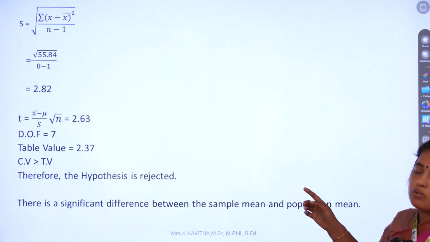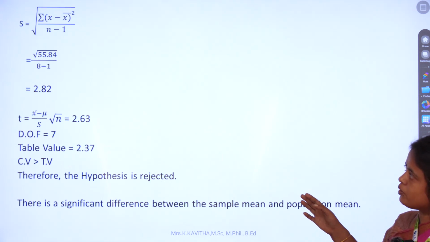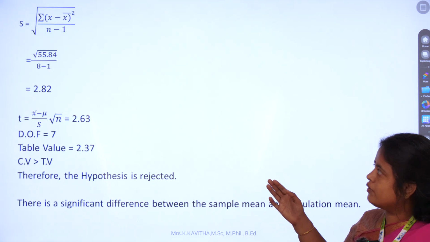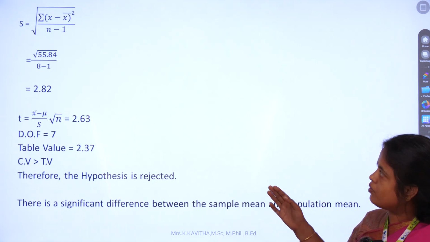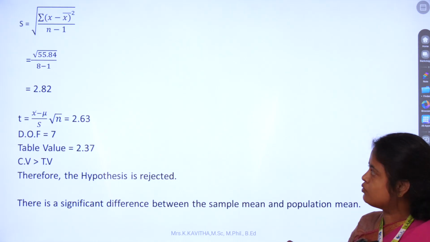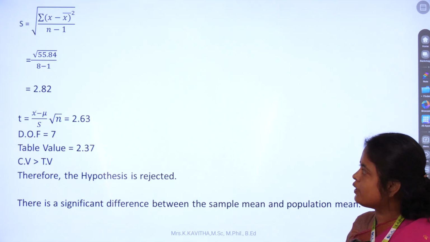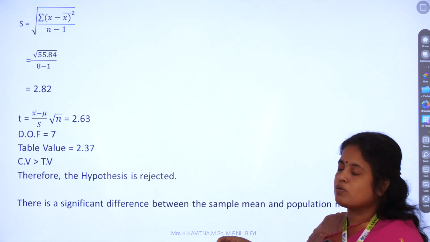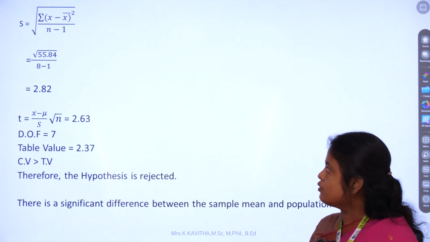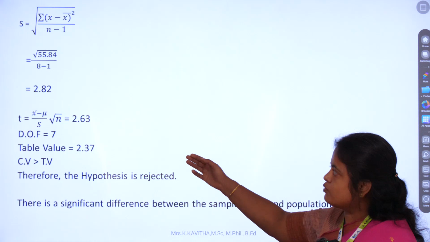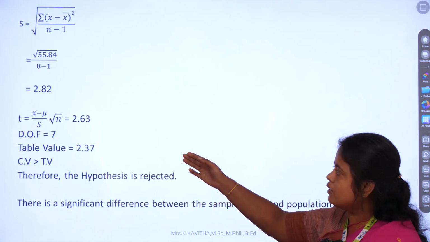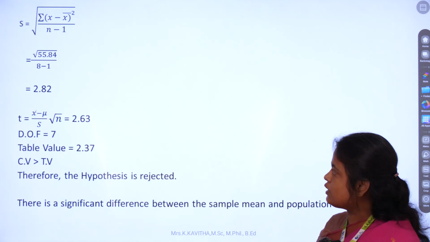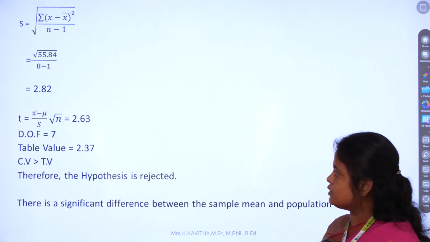Then the sample SD is equal to root of summation x minus x bar the whole square by n minus 1. The summation value we have already found, 55.84, and n equal to 8. We substitute and find the value. The sample SD is equal to 2.82. Then we again apply the test statistic formula, t equal to x bar minus mu by s by root n. We substitute all the values, sample mean, population mean, sample SD, and the sample size. After substituting, you will get the calculated value t equal to 2.63.